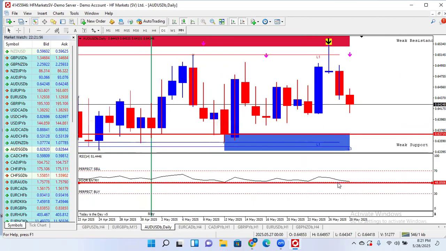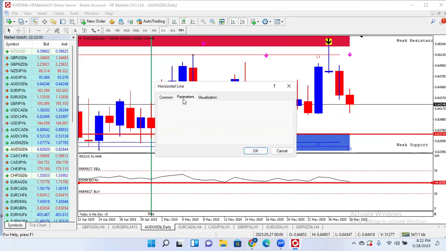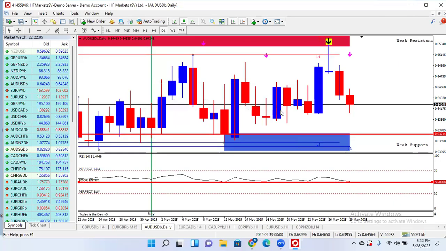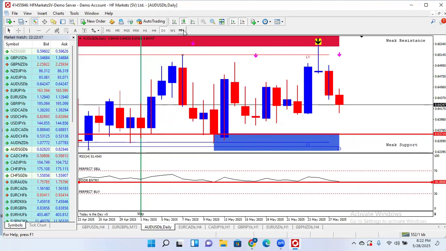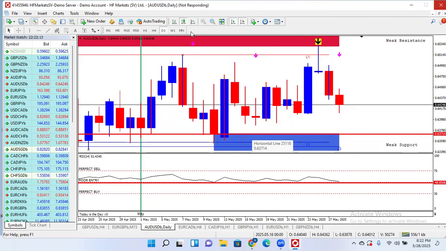Let me adjust, put it at 50 parameters. Okay, 50. Do you see it? If I zoom this clearly, it has not touched this 50, which should be the RSI support area. When market comes to 50, there's always a push up, a rejection, a massive rejection.